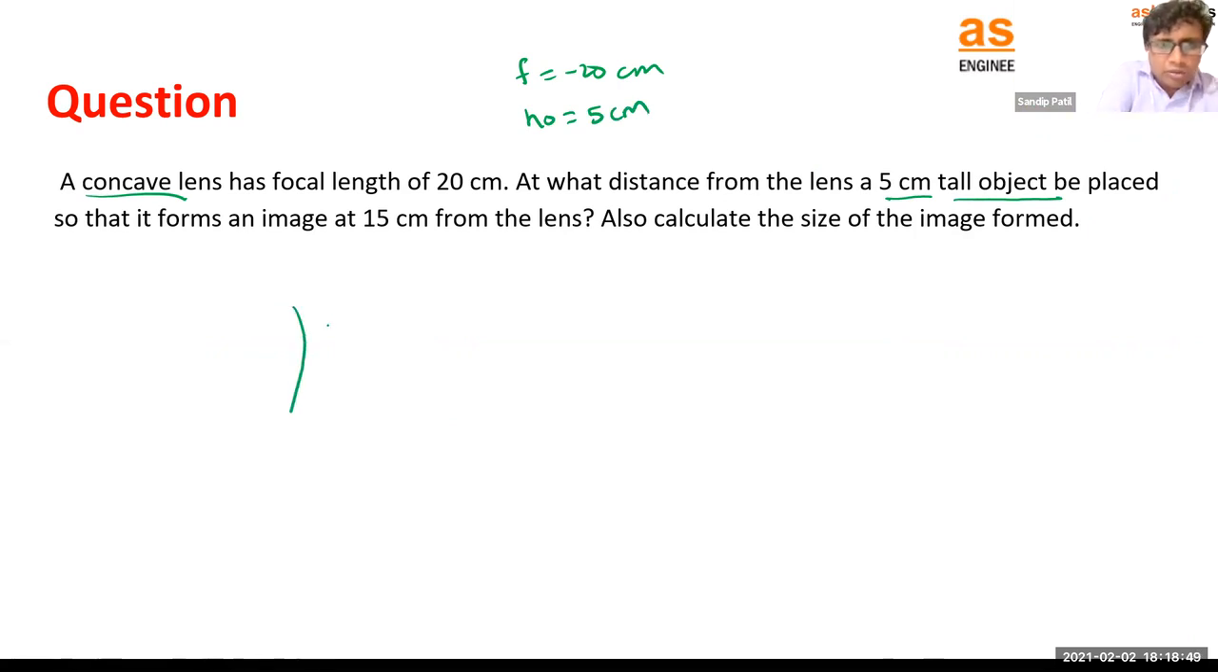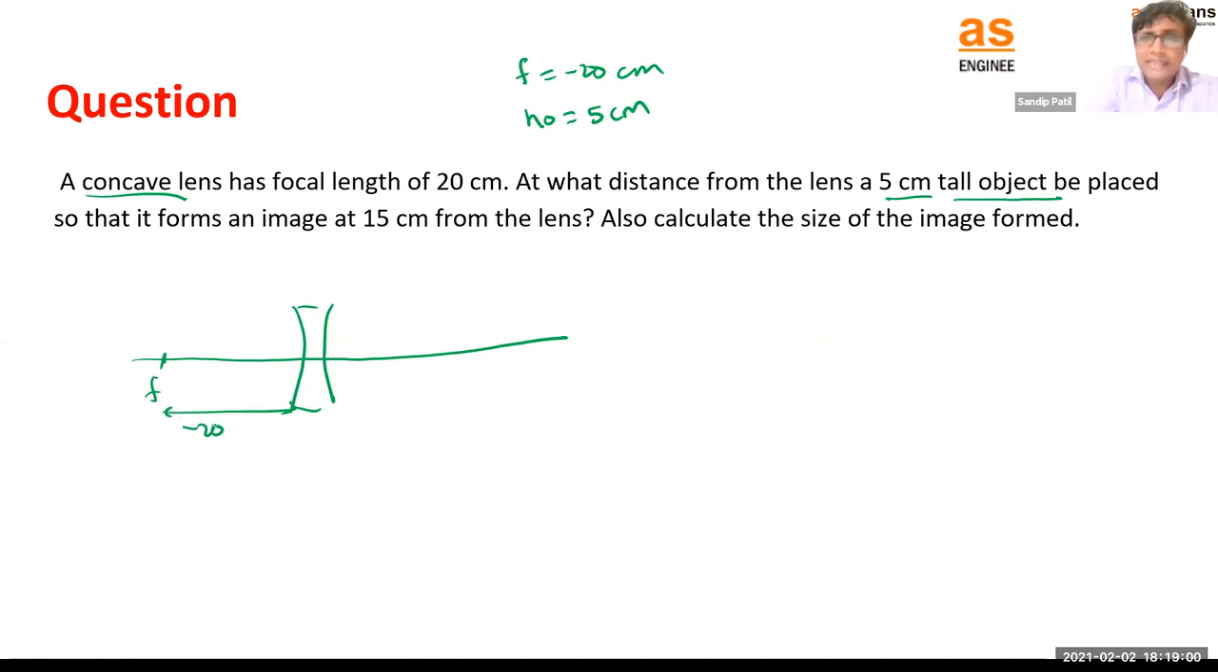Where from this concave lens looks something like this, right? We know that part. Where is the focal point? The focal point is here, that is minus 20. Now they are asking where to keep the object. We don't know where they have kept the object, but we know where the object must be placed so that it forms the image 15 centimeter from the lens.